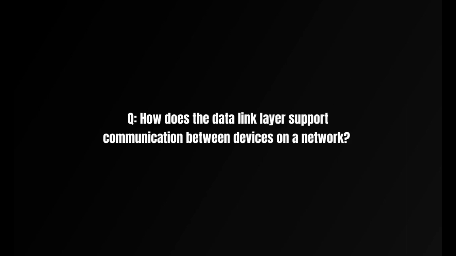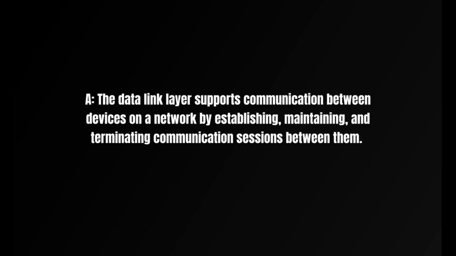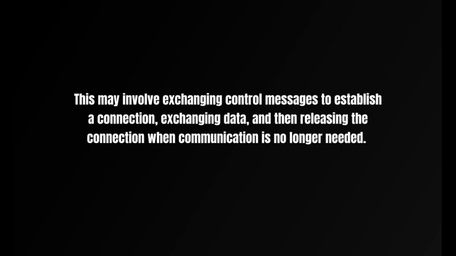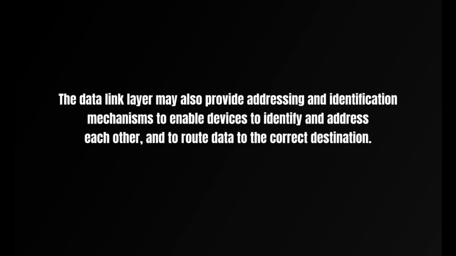Q. How does the data link layer support communication between devices on a network? A. The data link layer supports communication between devices on a network by establishing, maintaining, and terminating communication sessions between them. This may involve exchanging control messages to establish a connection, exchanging data, and then releasing the connection when communication is no longer needed. The data link layer may also provide addressing and identification mechanisms to enable devices to identify and address each other, and to route data to the correct destination.